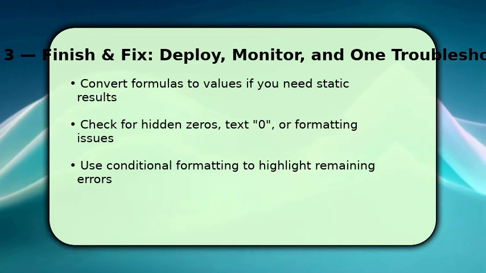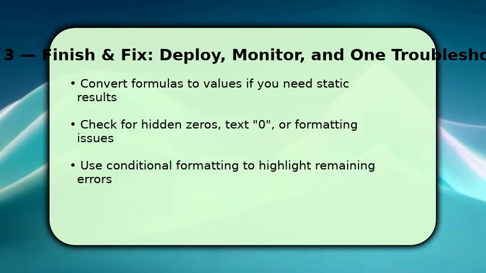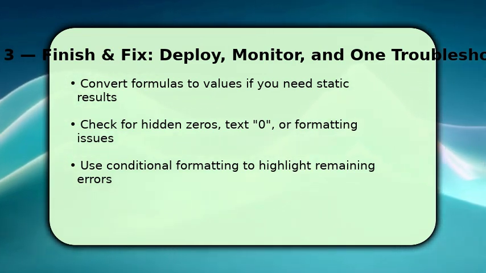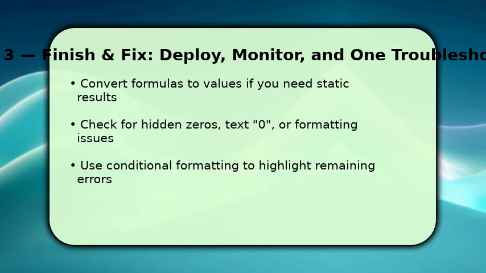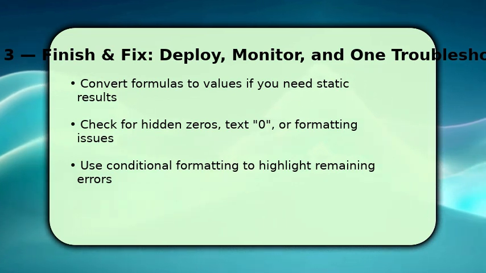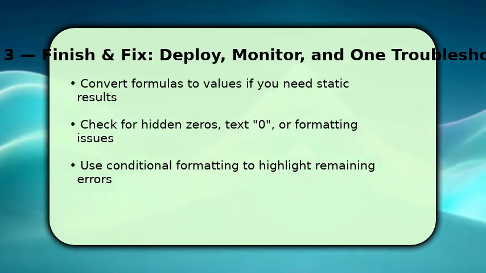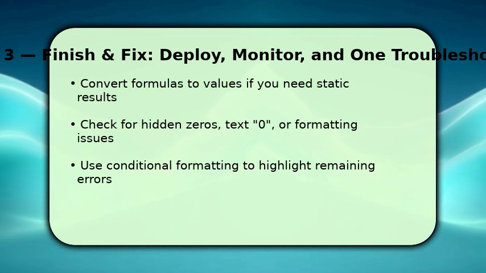If something still shows #DIV/0!, use conditional formatting to highlight errors and trace precedent cells. One key tip: if formulas seem right but errors persist, inspect for spaces or text in divisor cells, trim and reevaluate, and then you're done.